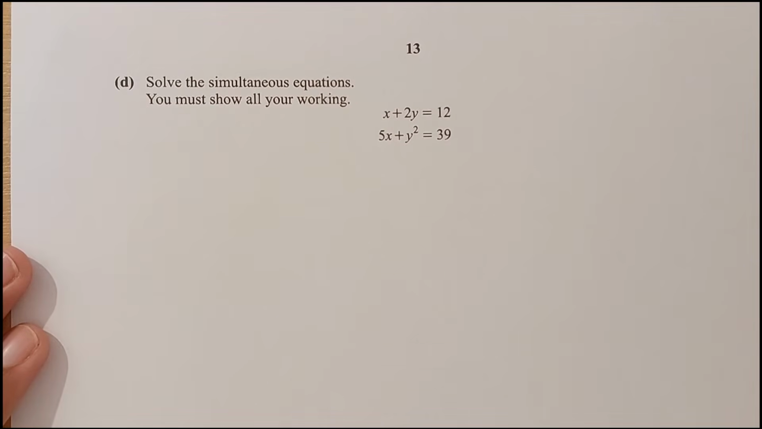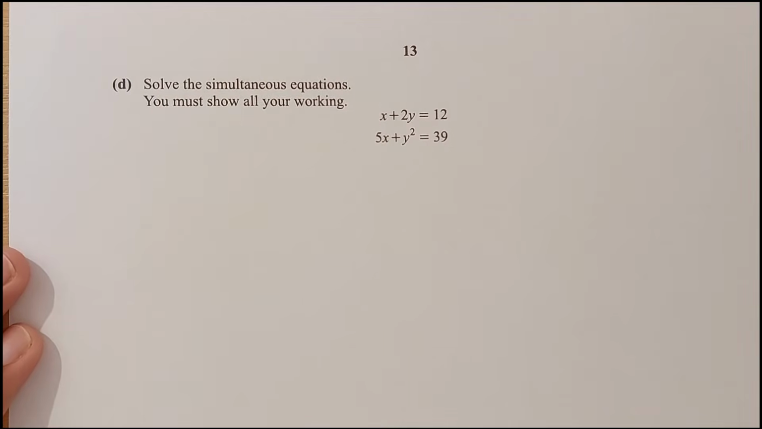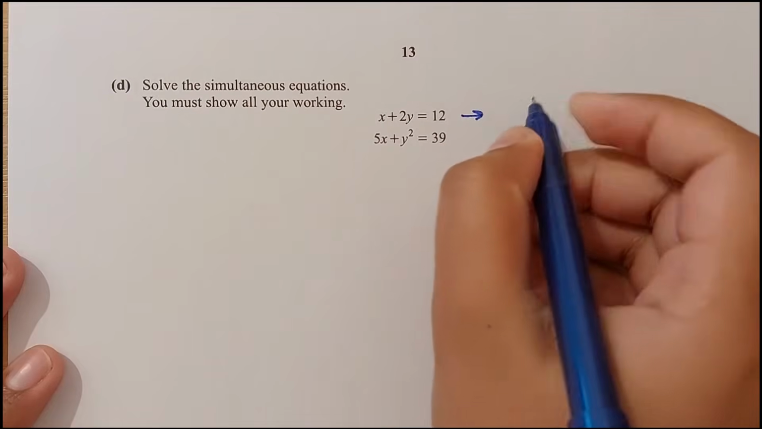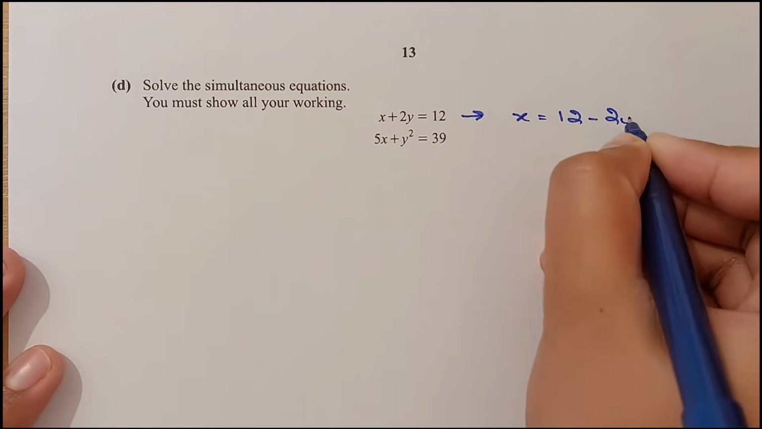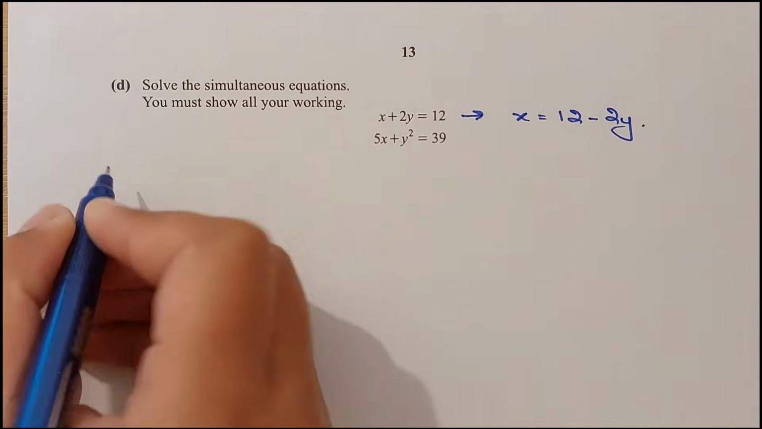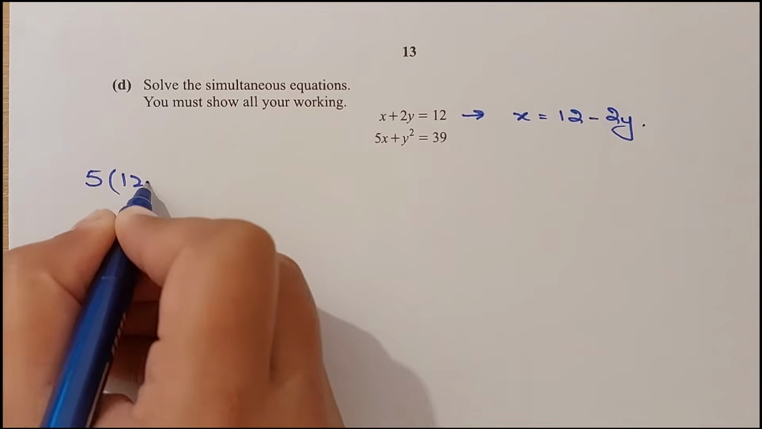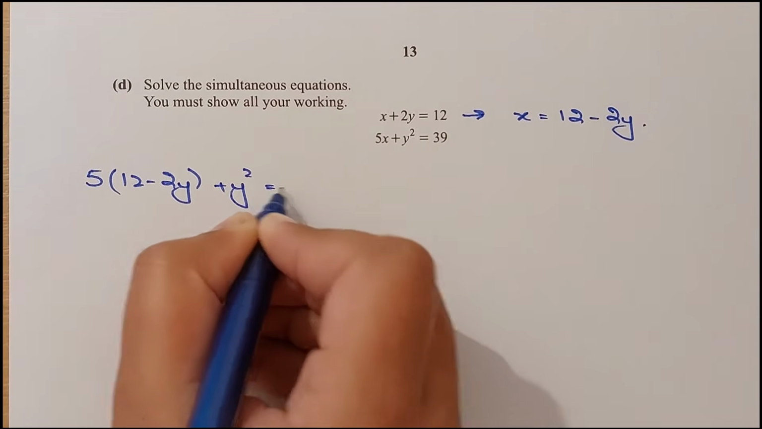Now for part D, solve the simultaneous equations. You must show all your working. We have a linear and a quadratic equation. So let me simplify this. From the first equation, let me solve for x. x is equal to 12 minus 2y. And substitute the x into the second equation. We have 5 times x, that is 12 minus 2y, plus y square equals 39.